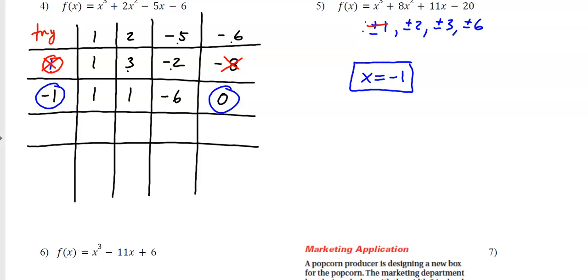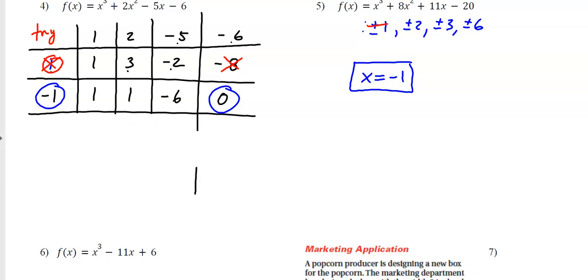Now, I could just keep on trying all the numbers on the list. I could go to the 2s, the 3s, the 6s. But a lot of times, once you get that first one, you could then use that row because it's going to be a quadratic now. Notice because this was x to the third, this is just x squared plus x minus 6 equals 0. And I think I can just factor now. And it might be a little quicker to get my other two zeros.